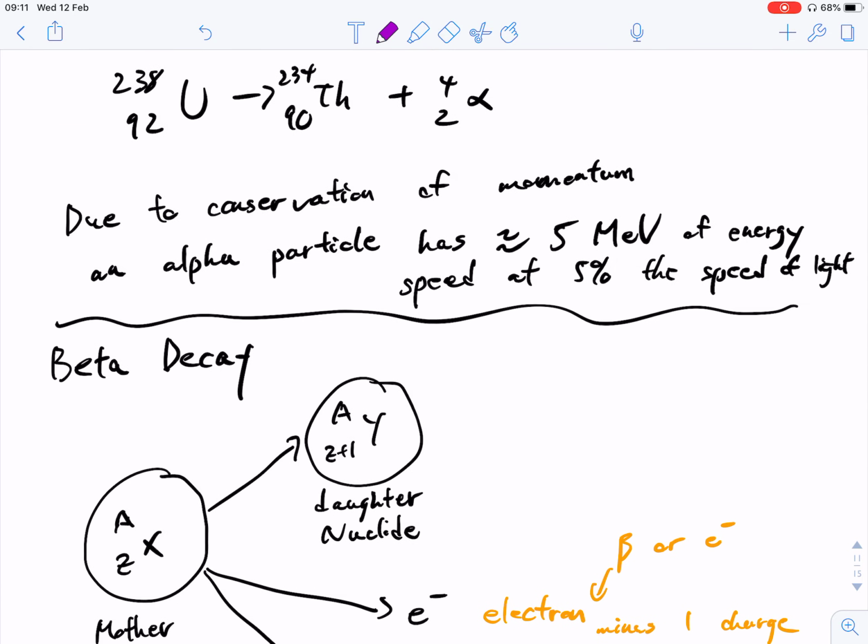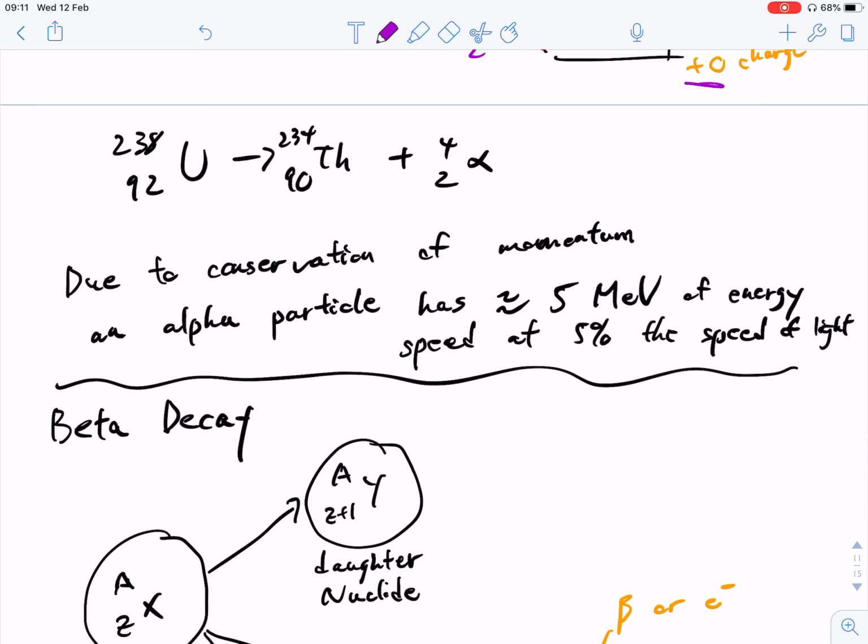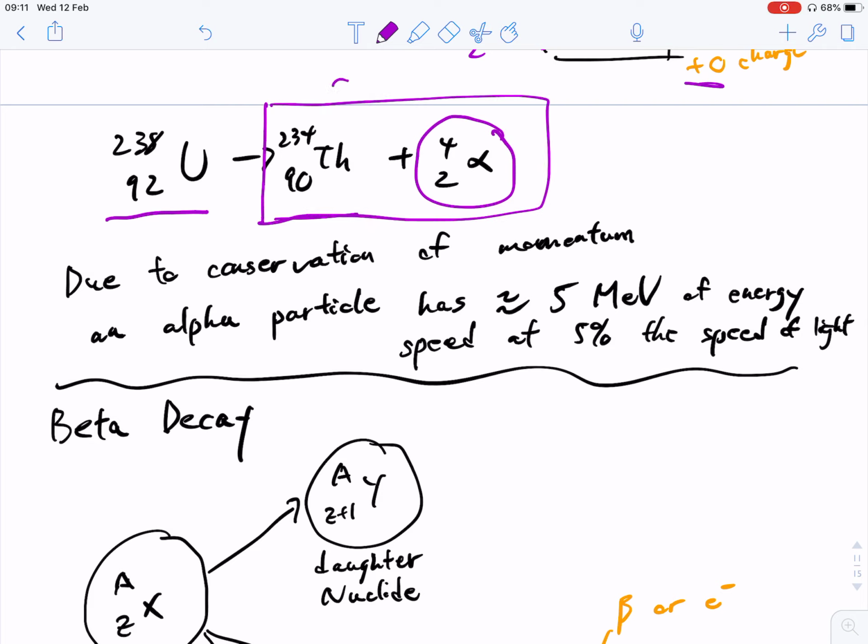Okay, so here we have an example of uranium decaying into, I think that's thorium, I'll have to check that one up, Th. And so an alpha particle is a resultant of that. This is the after situation, whereas this one here is the before situation.